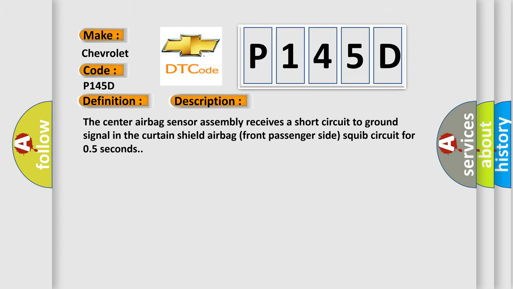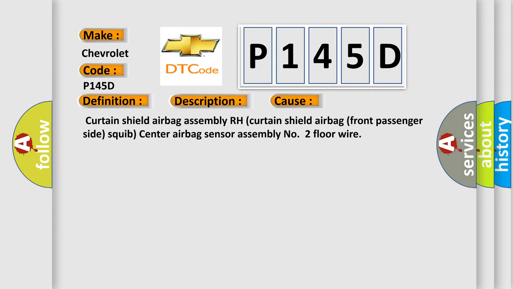The center airbag sensor assembly receives a short circuit to ground signal in the curtain shield airbag front passenger side squib circuit for 0.5 seconds. This diagnostic error occurs most often in these cases: curtain shield airbag assembly RH, curtain shield airbag front passenger side squib, center airbag sensor assembly, number 2 floor wire.